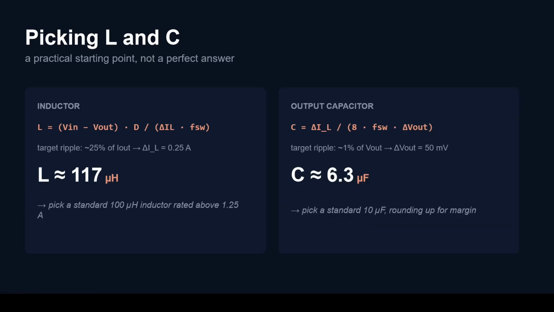Now we need to properly size the output filter by choosing the inductance value and capacitance value, and in this case with a target ripple of the inductor current of 25% of the output current and a target ripple of the output voltage of about 50 millivolts, we obtain this inductance and this capacitance, which we can pick a standard 100 microhenry inductor and a slightly oversized capacitor of about 10 microfarads.